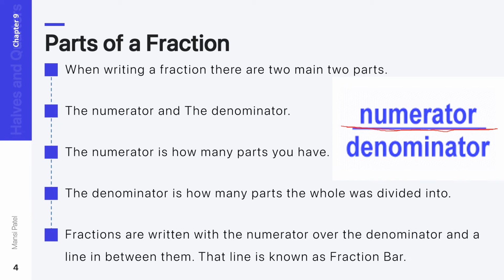Now again, in the denominator, what do we write down? In the denominator, we write down the total parts of the figure. Now, in the numerator, what do we write down? Out of this total parts of the denominator, how many parts we are getting, how many parts we have, that we write down in the numerator. Let us see.